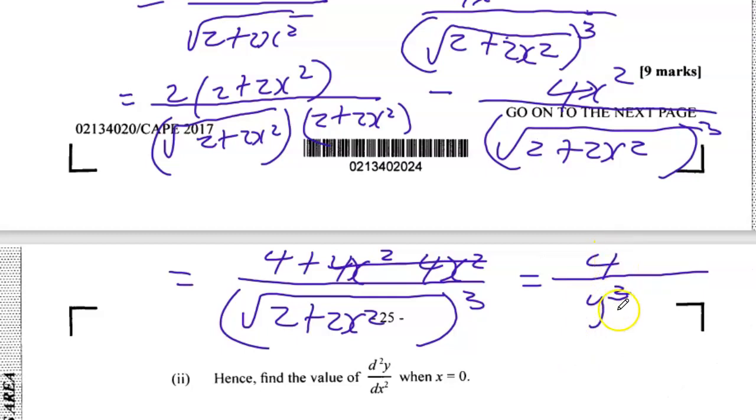And if you subtract 4 over y cubed from this, you can put 0. Alright, so therefore the second derivative d2y by dx squared is equal to 4 over y cubed, which in essence is what you're asked to prove.